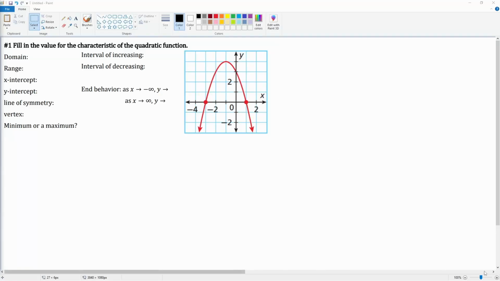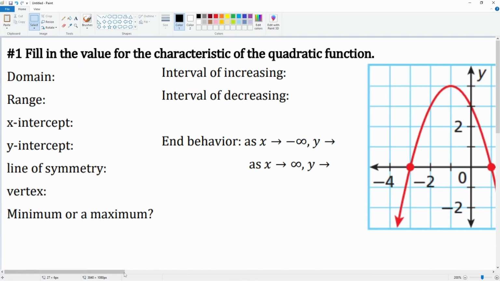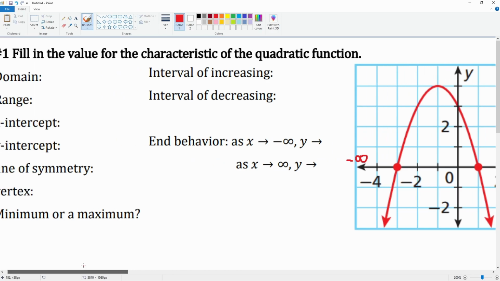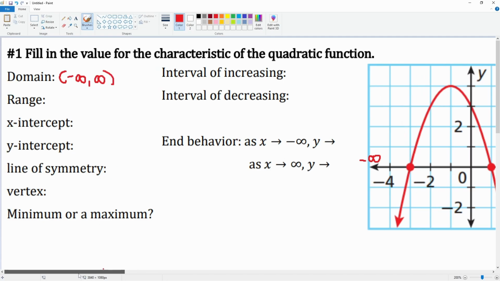Number one, you're going to fill in the values for the characteristics of this quadratic function. First of all, we're going to look at the domain. Here, the fact that there are arrows on both sides means we know that it goes from negative infinity all the way to positive infinity. So the domain here would be parentheses, negative infinity, comma, positive infinity. Those are all your x values, so that makes it the domain.